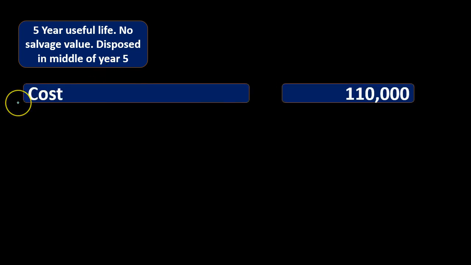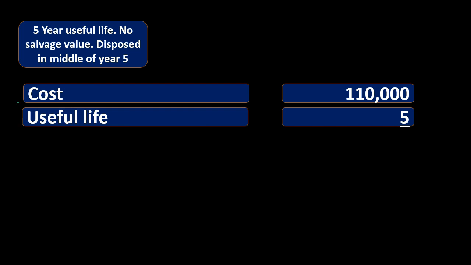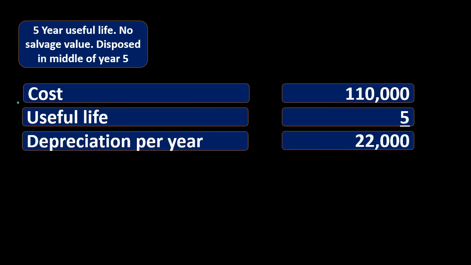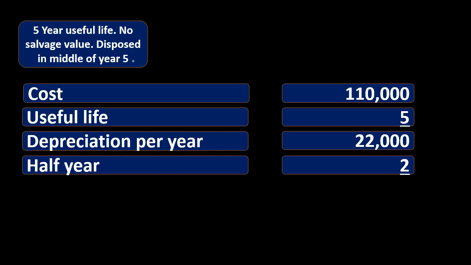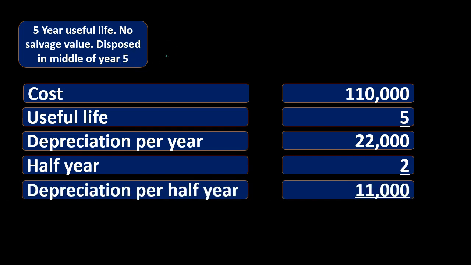Calculation for that, we're going to say the cost is 110. This will be a straight line depreciation calculation. We're going to divide by the useful life, 5 years. That'll give us depreciation per year, 22,000. And we need a half a year remaining that we didn't record yet. So we'll divide by 2 to get that half a year, and that'll give us 11,000. That'll be the depreciation for that half year.